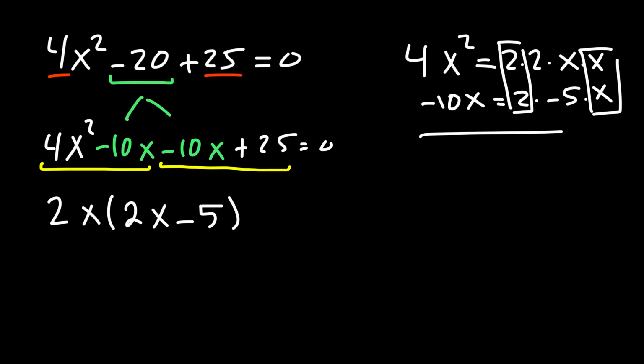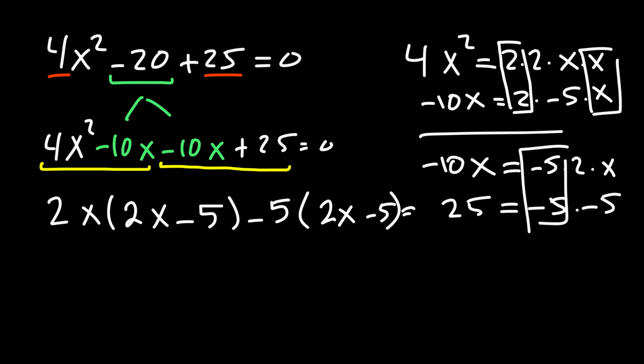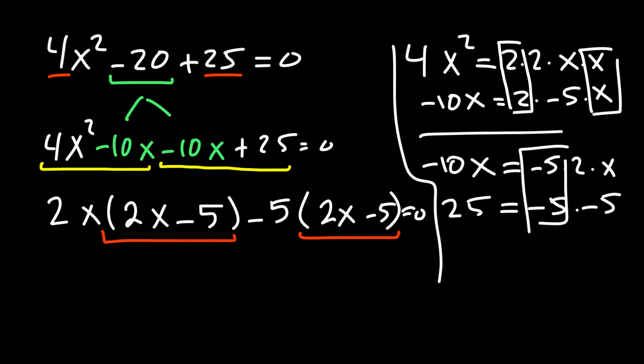The second group, we have negative 10x, which is basically minus 5 times 2 times x. We have also 25, which is minus 5 times minus 5. From here, we can take minus 5 as the greatest common factor. So this is the factor minus 5. And whatever is left, we have 2x minus 5. And this equals 0. From here, you can notice we have 2x minus 5 and 2x minus 5. These are the common factor.